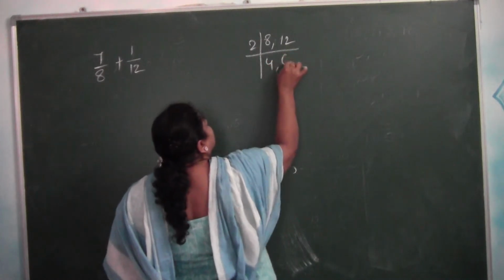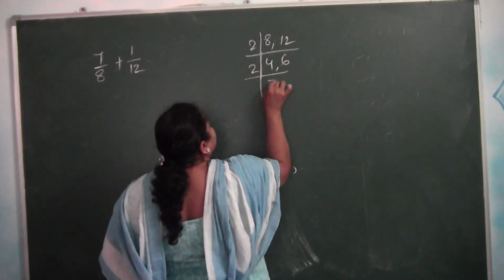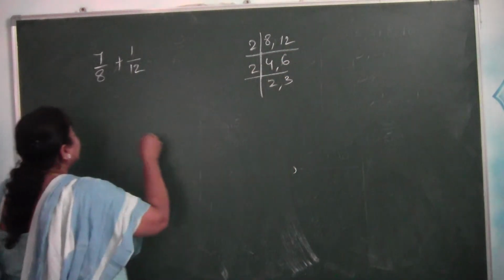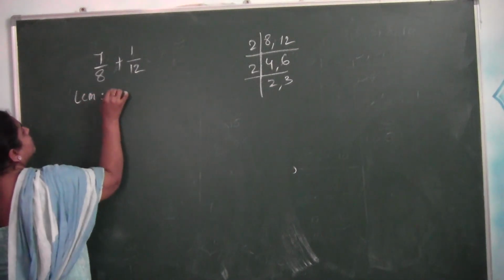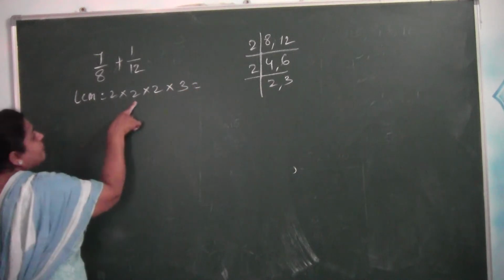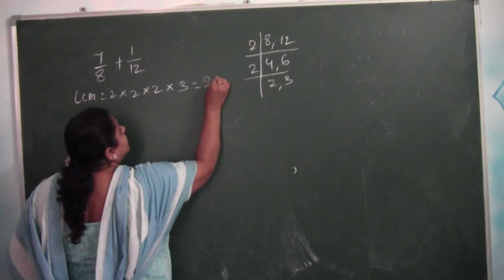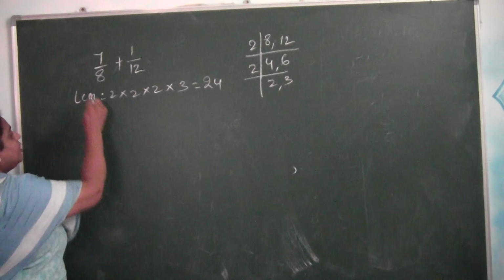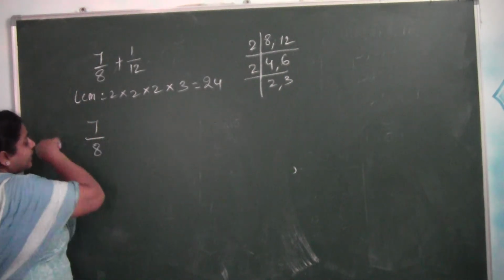2 4s are, 2 6s are, 2 2s are, 2 3s are. Now what is my LCM I got, children? 2 into 2 into 2 into 3. 2 2s are 4, 2 4s are 8, 3 8s are 24. Okay. Now let us take the first fraction, 7 by 8.